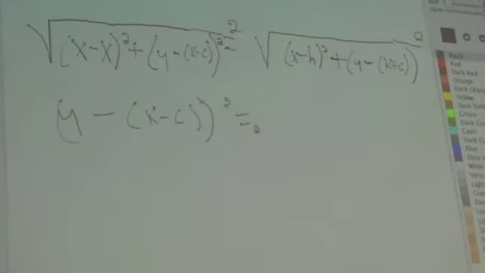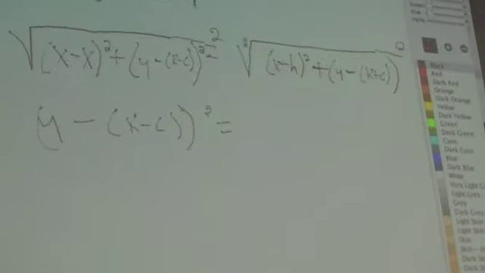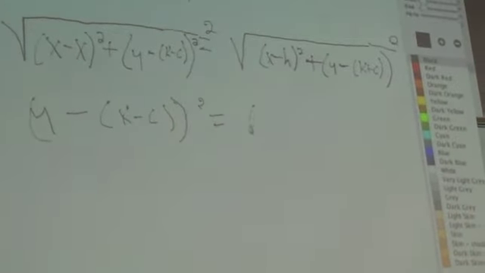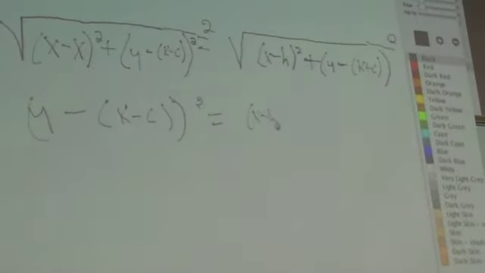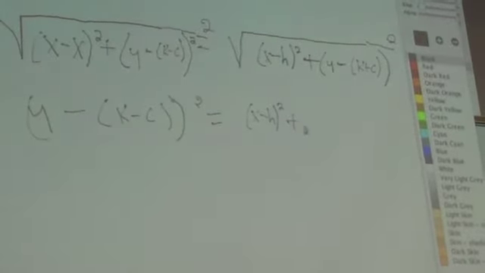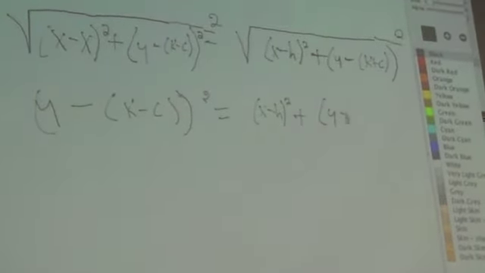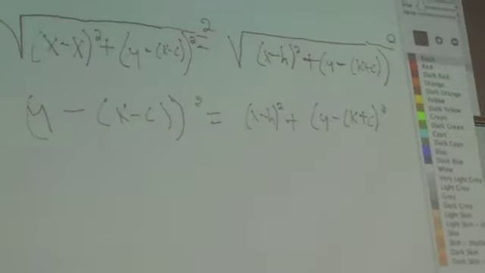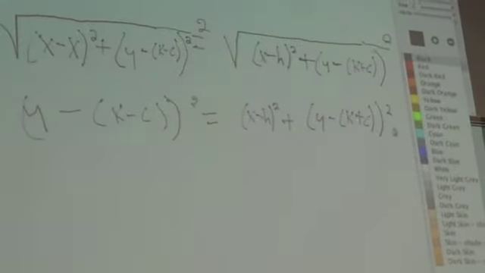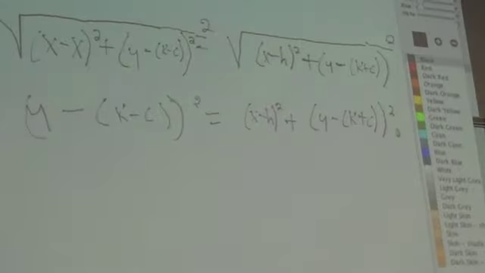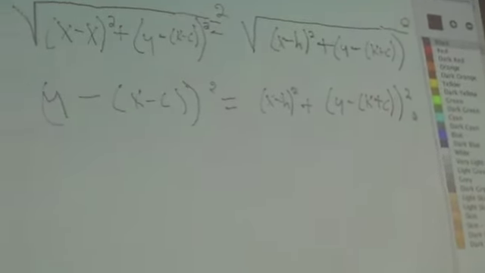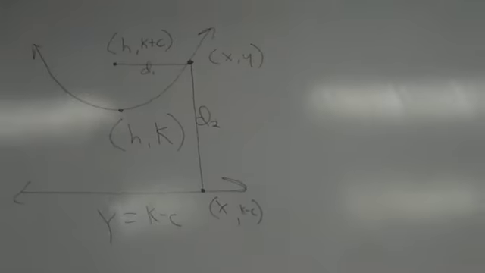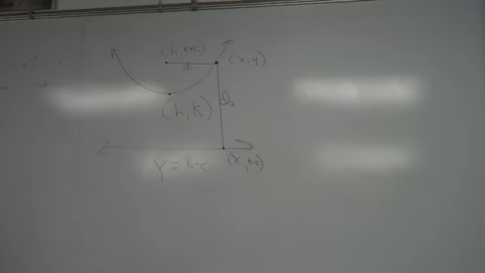Everybody with me there? Okay? Now this side still has all this. (x minus h) quantity squared plus (y minus (k plus c)) all squared. A little simpler. Alright, now we're going to take a little time out over here and go to a little scratch paper. Got a second, Mallory.